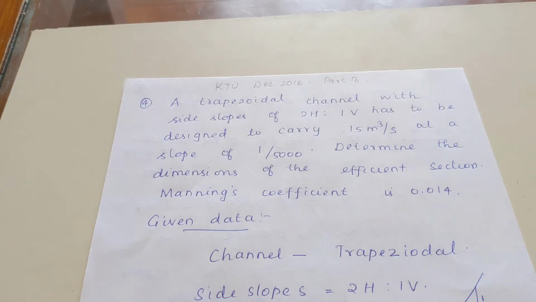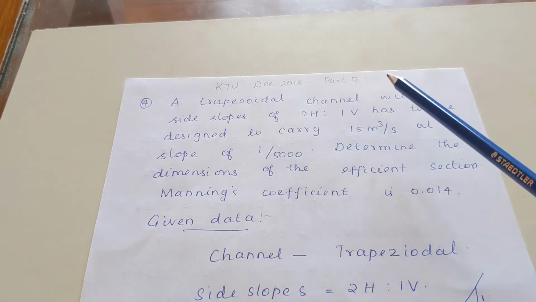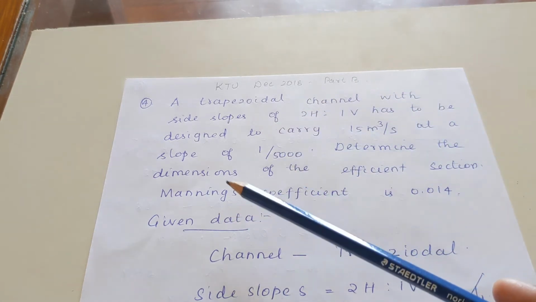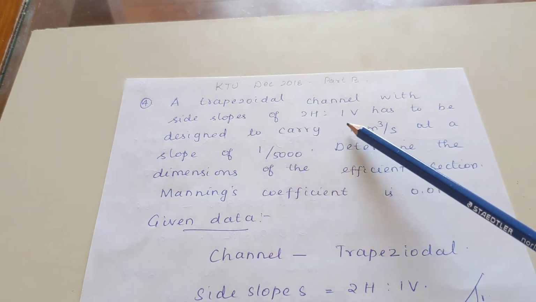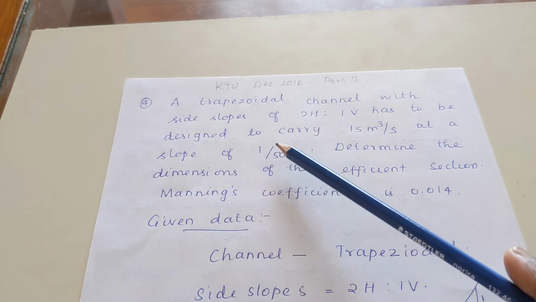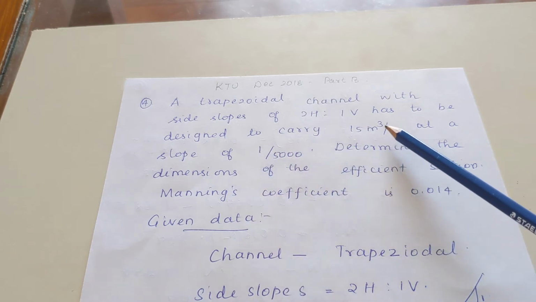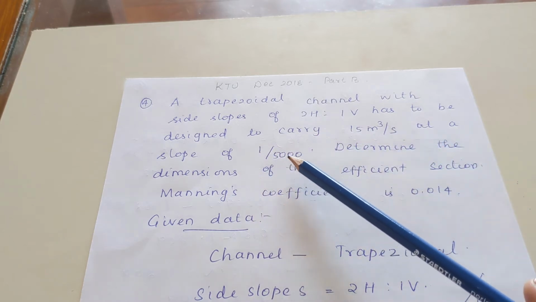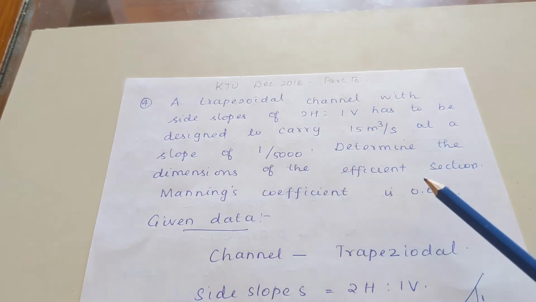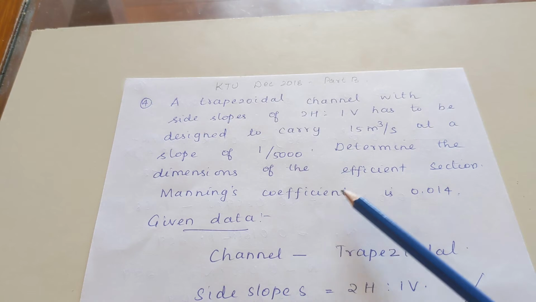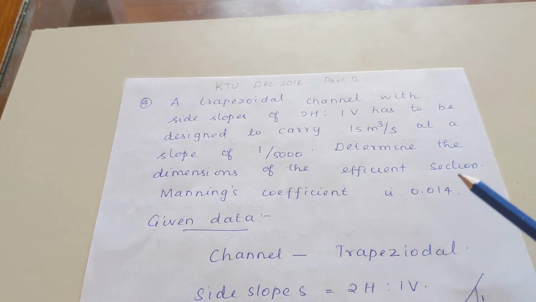Now we are going to discuss the K2 FM2 question paper, December 2018, part B problems. So I am going to read the problem. A trapezoidal channel with the side slope of 2 horizontal to 1 vertical has to be designed to carry 15 meter cube per second at a slope of 1 by 5000. Determine the dimensions of the efficient section.